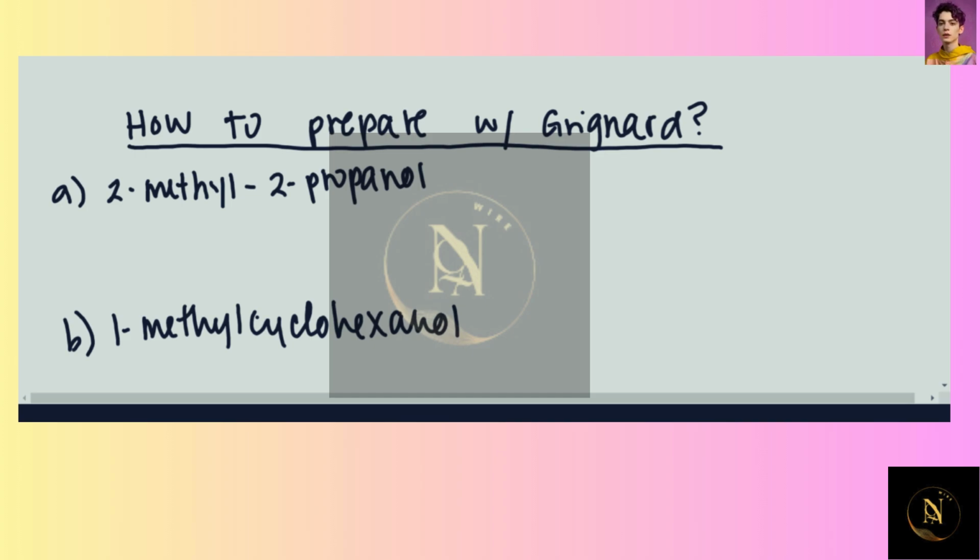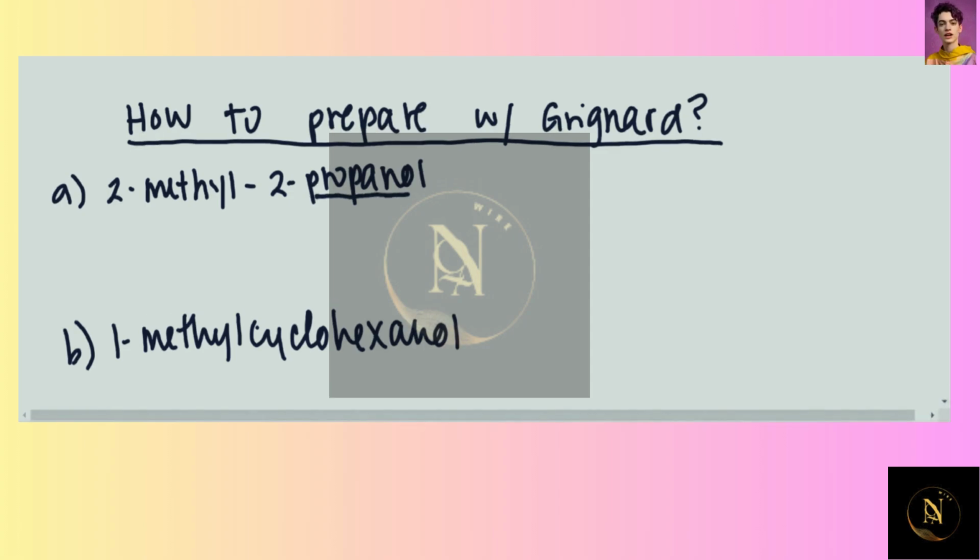So for A, we have 2-methyl-2-propanol. If we draw the structure, we have propanol, so it's going to be 3 carbons. 2 means our alcohol is on the second carbon, and 2-methyl means we have a methyl substituent also on the second carbon. Okay, so we see now that we have a tertiary alcohol. To prepare it using a Grignard reagent, we want to start from a ketone.